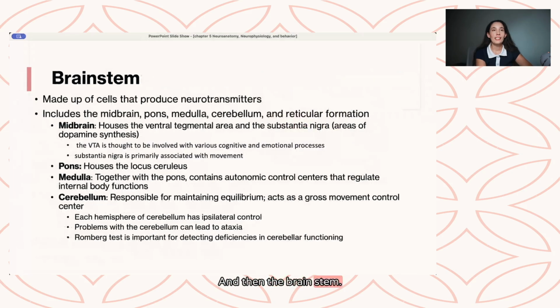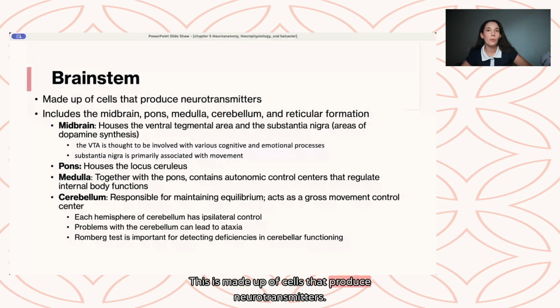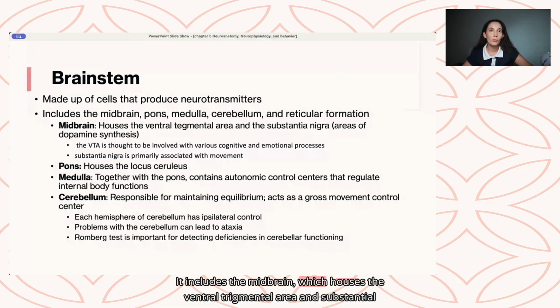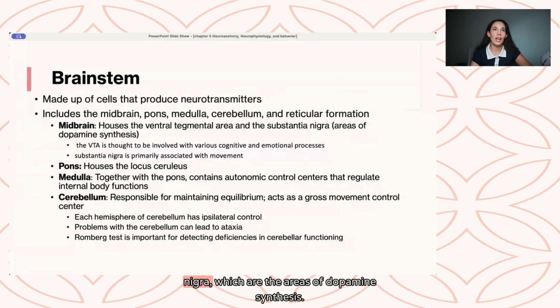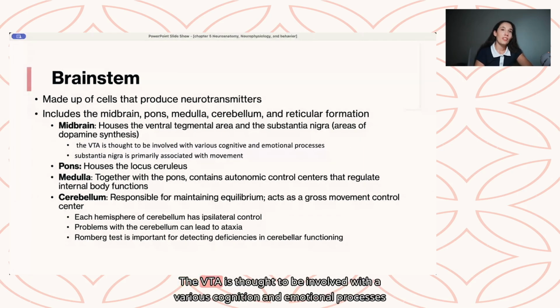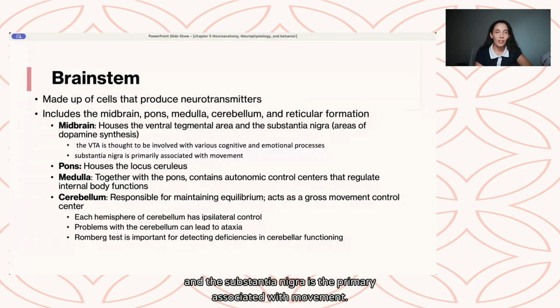And then the brain stem. This is the stem at the bottom of the brain. This is made up of cells that produce neurotransmitters. It includes the midbrain, the pons, medulla, cerebellum, and reticular formation. It includes the midbrain, which houses the ventral tegmental area and substantia nigra, which are the areas of dopamine synthesis. The VTA is thought to be involved with various cognition and emotional processes, and the substantia nigra is primarily associated with movement.